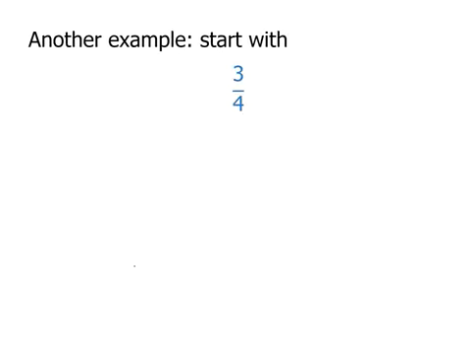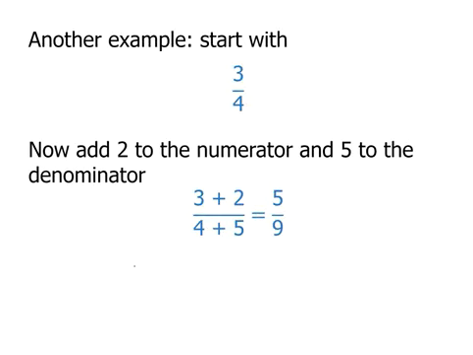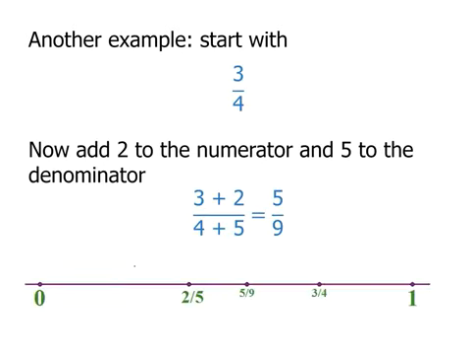Now start with 3/4. Well, 3/4 is bigger than a half, and a half is bigger than 2/5. Now we're going to add 2 to the numerator, 5 to the denominator. We're going to get 5/9. Well, now we're going to move closer to 2/5, but because we're starting out larger than 2/5, moving closer to it will make it smaller. And so we actually move down. We move to the left from 3/4 to 5/9. So 5/9 is smaller than 3/4.